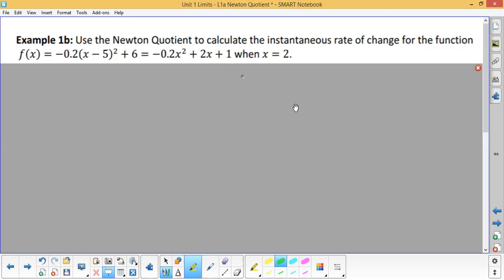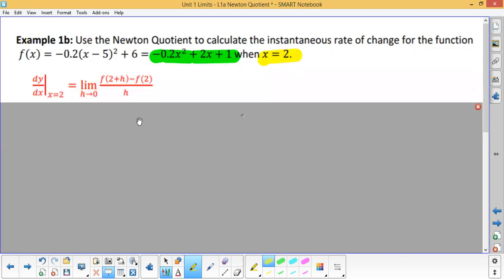So notice that this time I'm dealing with the exact same question, but I have expanded the question to make things easier. And we're looking to calculate the instantaneous rate of change when x is equal to 2. So the first thing I'm going to do is plug in my formula. Wherever I see x, I've replaced it with a 2. So I'm going to figure out f of 2 plus h minus f of 2 over h. Now we're going to color code this, and we always leave the denominator alone.